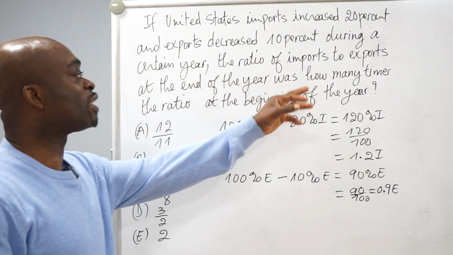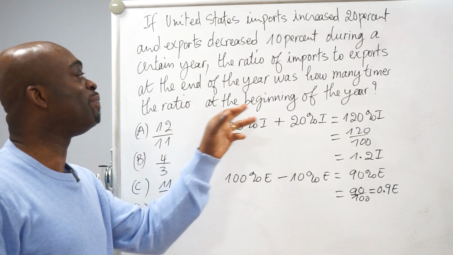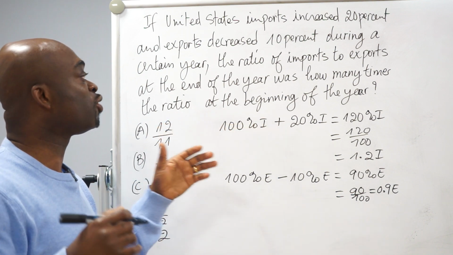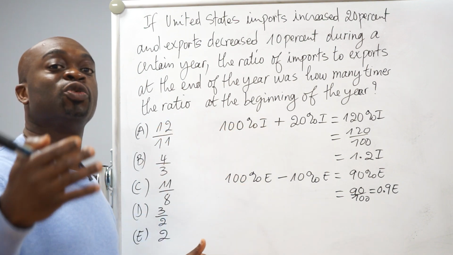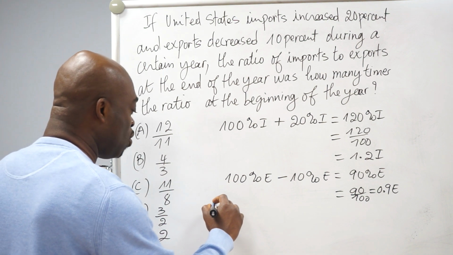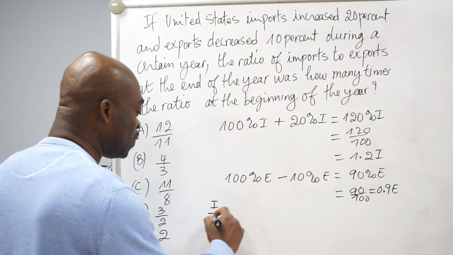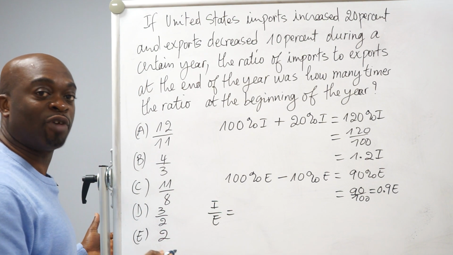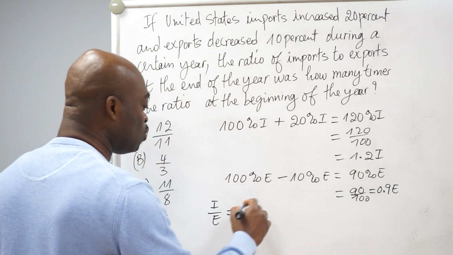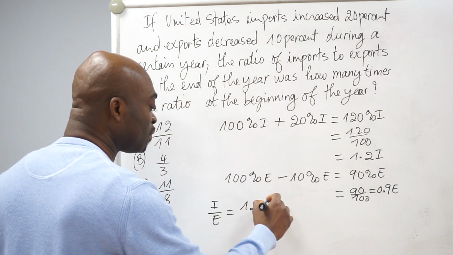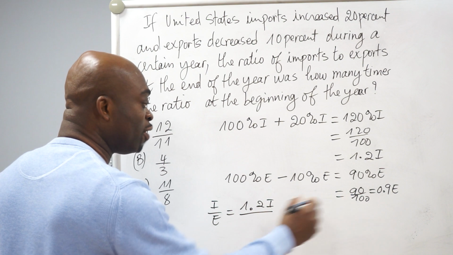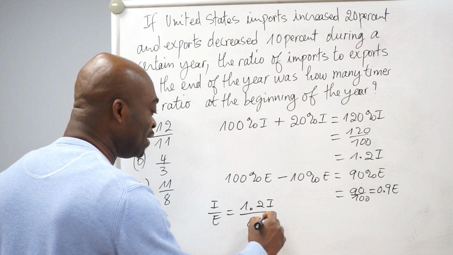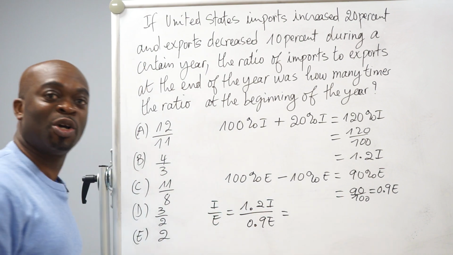Okay? Now, what are we looking for? At the end of the year, how many times the ratio at the beginning of the year. So how many times the ratio of import to export. So we have import to export ratio. That means that's a fraction. So the import is what? It is 1.2 for import over 0.9 of the export. We all good so far?